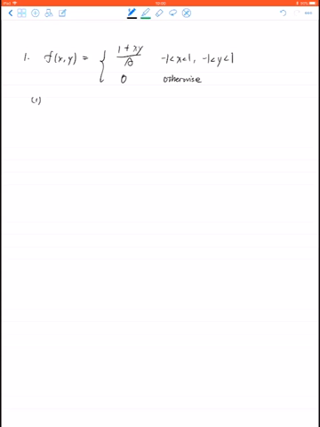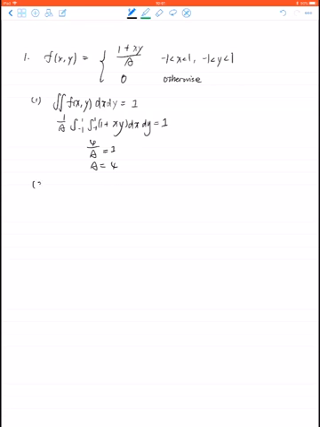f(x,y) is a valid joint density function. That is to say, the integral of f(x,y) dx dy equals 1. So in this case, we can make an explanation: the integral from -1 to 1, -1 to 1, of (1 plus xy) dx dy equals 4 divided by a, which equals 1, and a should be 4. So in this case, we have found the a that makes the density function valid.